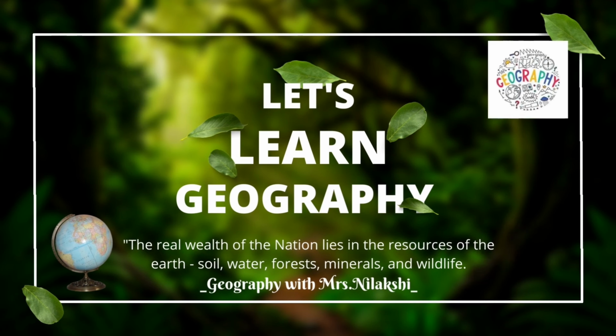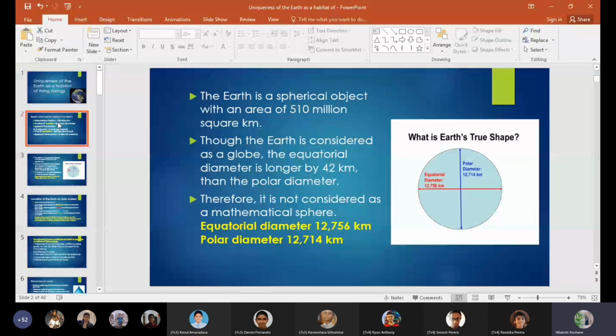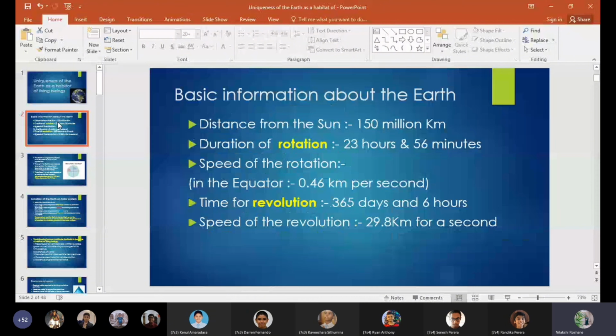So that is the basic information about the Earth. These are general information. Some information you may know, some is new. Anyway, you have to study this information. The rotation takes 24 hours, and the revolution takes 365 days and 6 hours. These are very important, so you have to study them. Next, we are going to discuss what the Earth's true shape is.